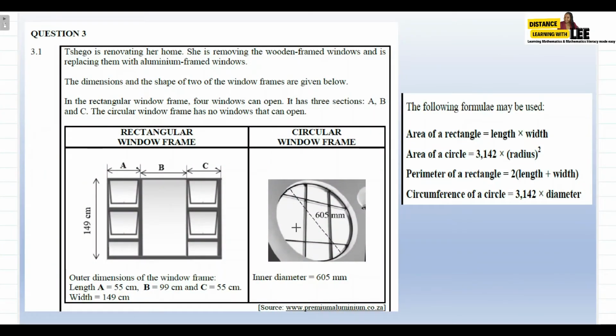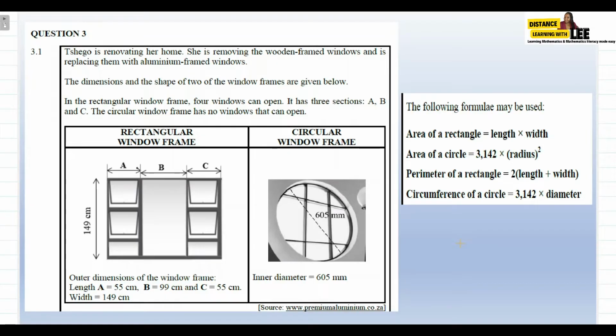So like I mentioned in today's video tutorial, guys, we are going to be tackling question 3.1. And question 3.1 is under the topic of measurements. We're going to be calculating area. We are going to be calculating perimeter. And the last question is probability.